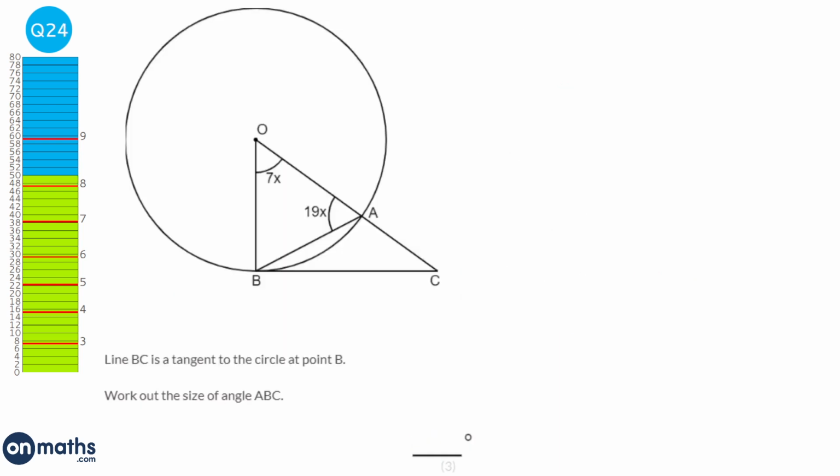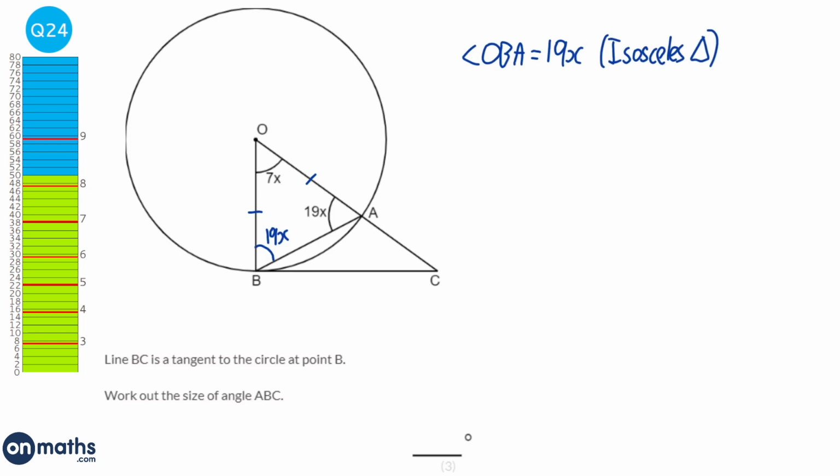The first thing to notice is we actually have two radii here. So we've got this radius here and this radius here, and all radii are always equal in length. So we have an isosceles triangle here. So this angle here is going to be 19x as well. And we've got to write that down. So we're going to say angle OBA is equal to 19x. And the reason is it's an isosceles triangle.